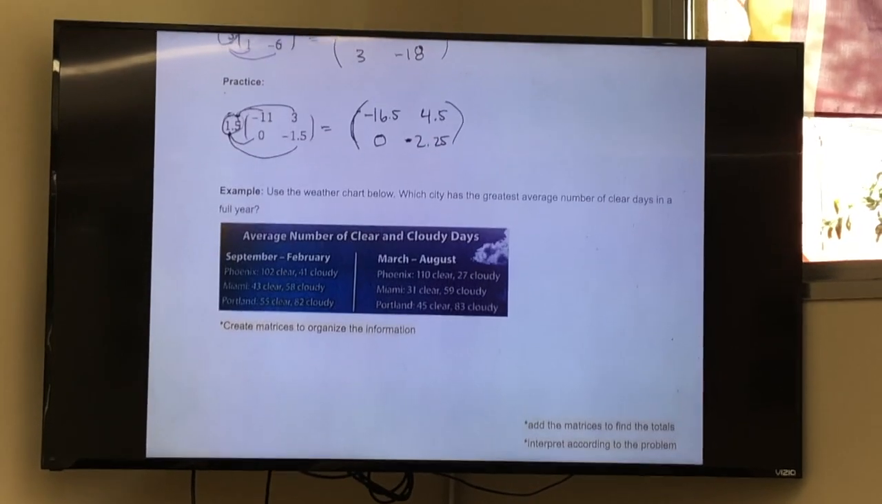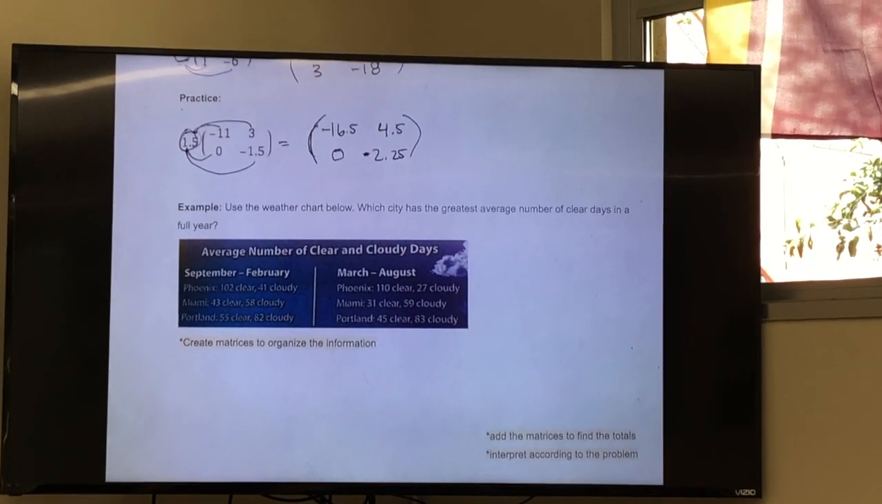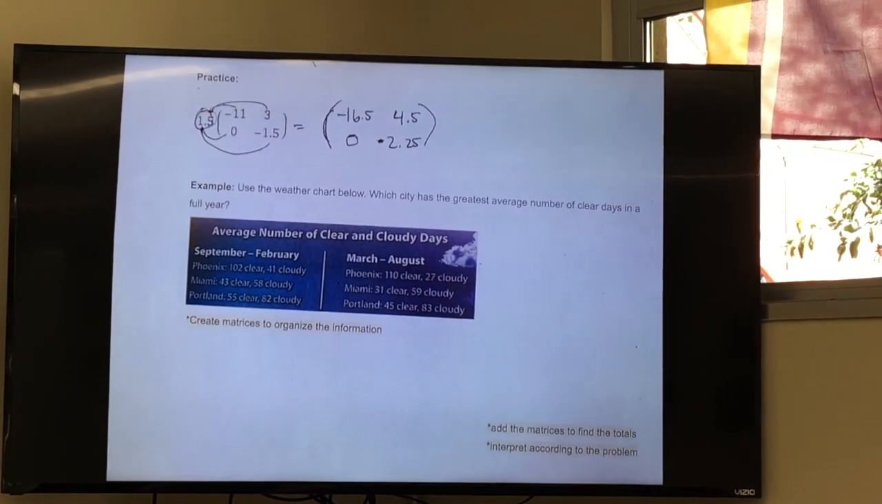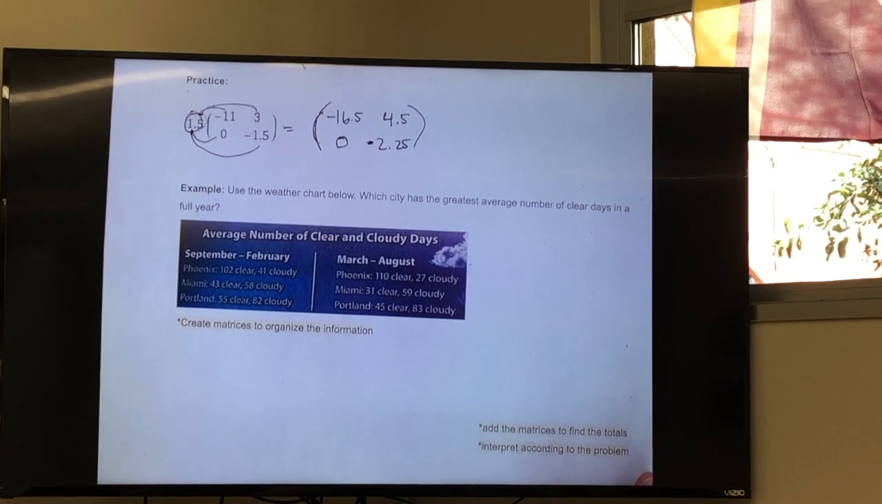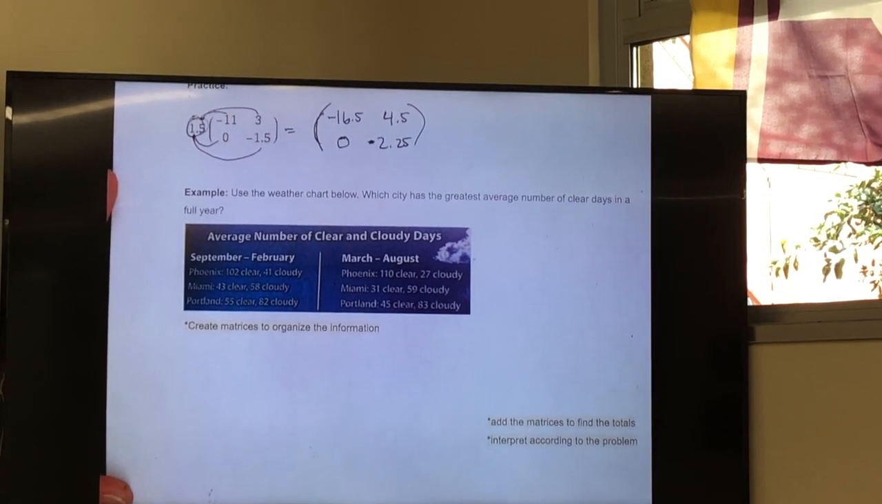All right, there is one word problem on your homework very similar to this one. In this situation, you use the weather chart below, and it wants to know which city has the greatest average number of clear days in a full year. So you need to create matrices on your homework. You can't just write down the answer.